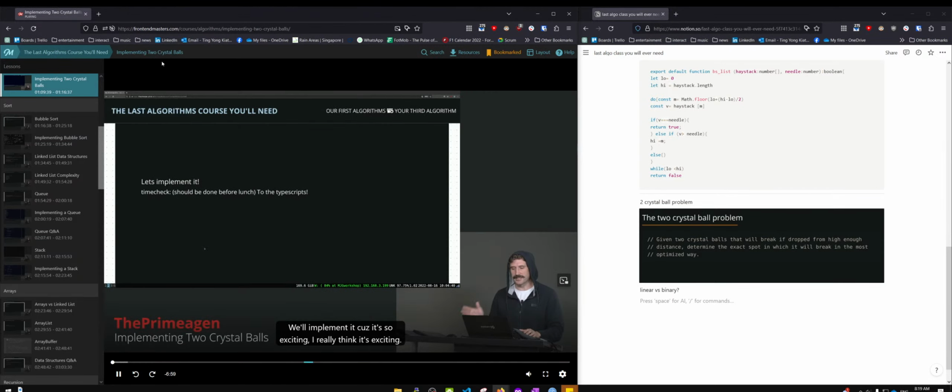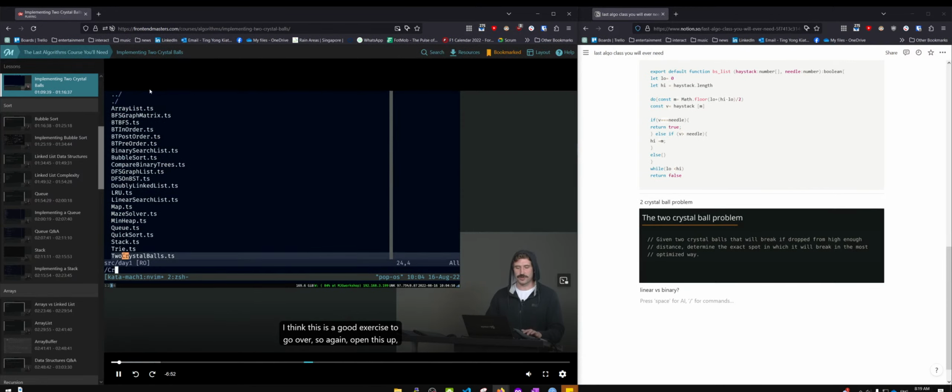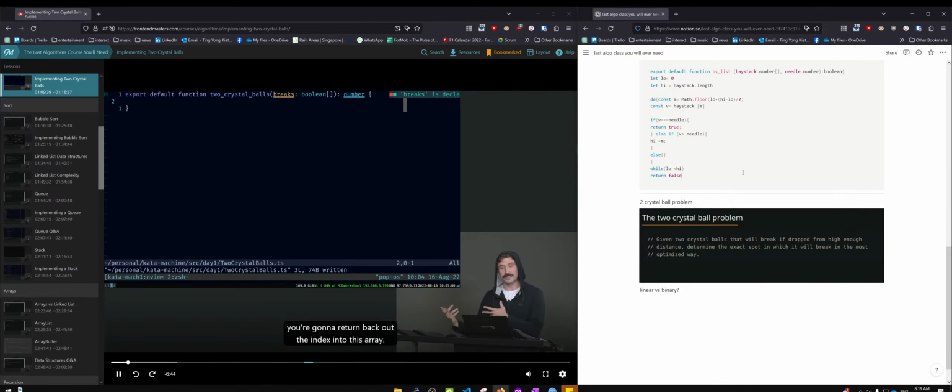We'll implement it because it's so exciting. Oh, I really think it's exciting. I think this is a good exercise to go over. So again, open this up, search crystal balls. There we go. And so I'm going to pass in the breaks array, boolean, and you're going to return back out the index into this array.